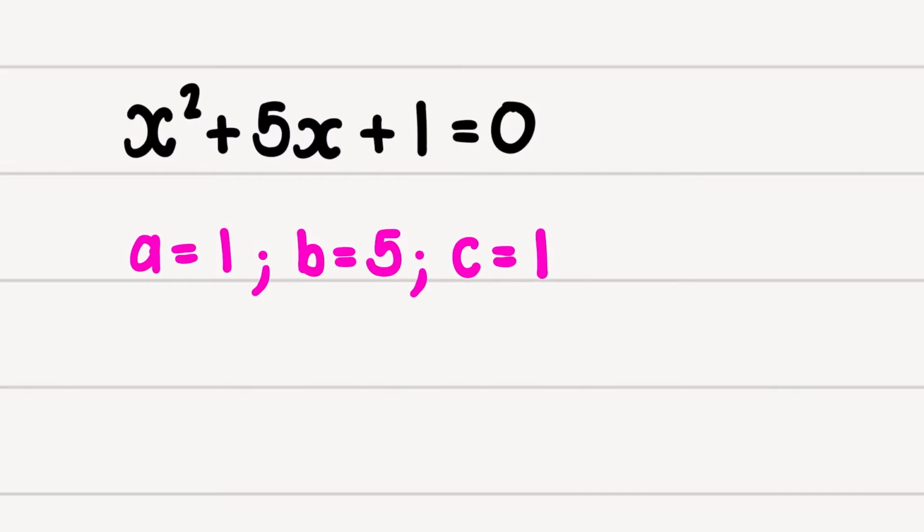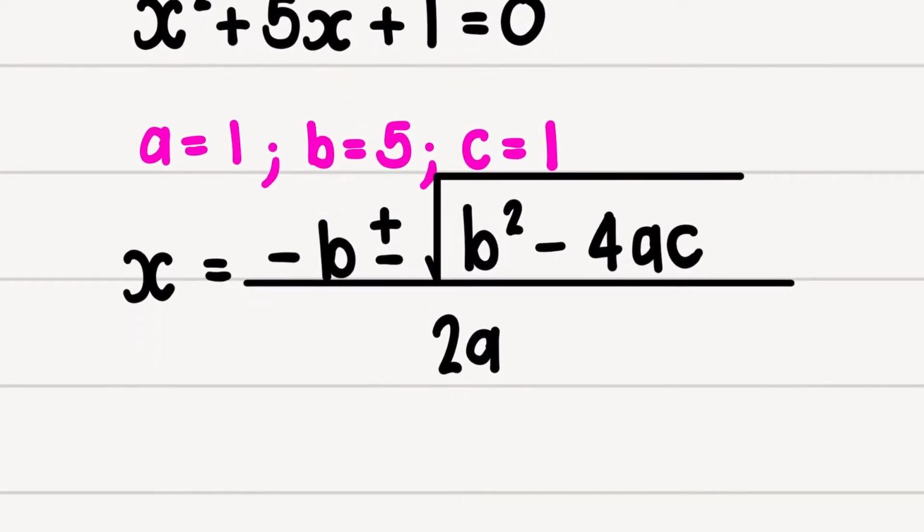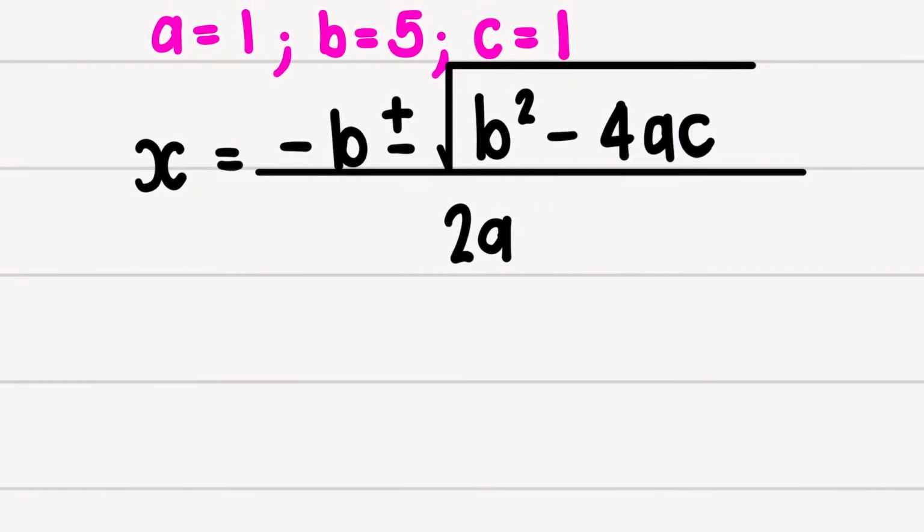Now we're going to use the quadratic formula, which looks like this. So we have our quadratic formula, x is equal to minus b, plus or minus the square root of b squared minus 4ac, divided by 2a. And all we're going to do is substitute our a, our b, our c value into this formula. We are going to start by substituting in.